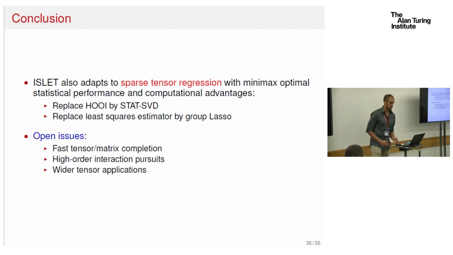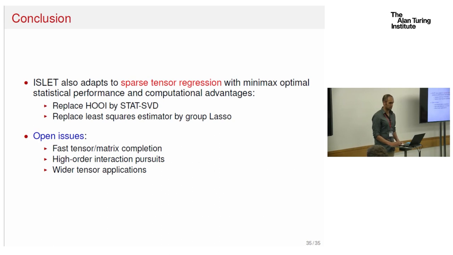Okay, so in conclusion, we've developed this procedure that can do estimation of low-rank tensors, and as I mentioned, if we have some additional sparsity assumptions on our singular vectors, we can still prove something similar. And as I mentioned, we can replace HOI. So if we wanted to incorporate sparsity, you can replace HOI by this algorithm called stat-SVD, and then you might naturally think you replace the regular least squares algorithm with the group lasso.